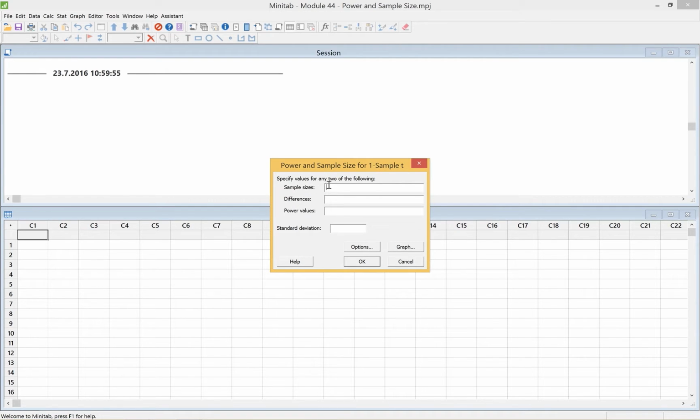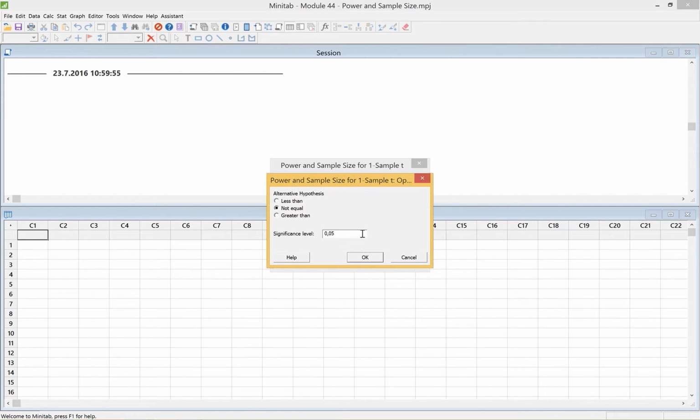So for instance, if we want to understand sample size, then we have to be able to put in the difference to detect. This is delta, and this is how good our measurement system is, what a difference we want to be able to detect using our measurement system, I should say. Power values, this is 1 minus beta. Remember, beta is the risk to the customer. And so 1 minus beta is defined as the power of the test. And then we insert standard deviation here. And if we go to options, we have some choices to make there.